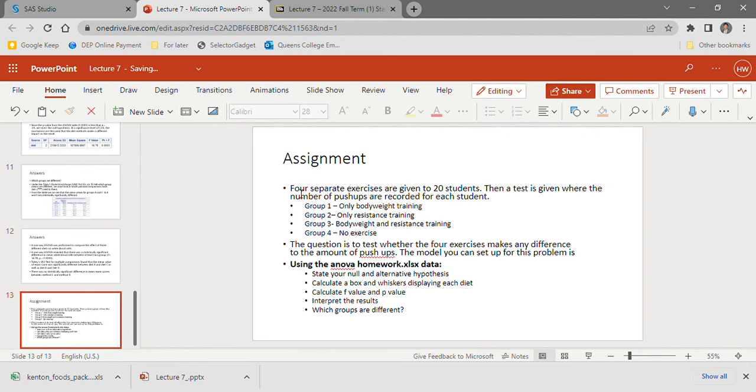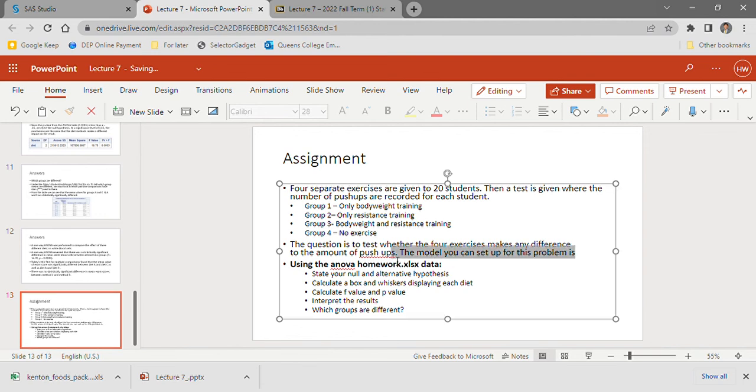So lastly, for your assignment today, we have a PE class, right? And 4 separate exercises are given to 20 students. So we split the 20 students up, and we want to see if these different types of exercises have an effect on the number of push-ups they can complete in a period of time, right? Group 1 is only going to have body weight training. Group 2 is only going to have resistance training. Group 3 is body weight and resistance training, and then Group 4 gets no exercise at all. They just get to play basketball, right? So the question is to test whether the 4 exercises make any difference in the amount of push-ups.